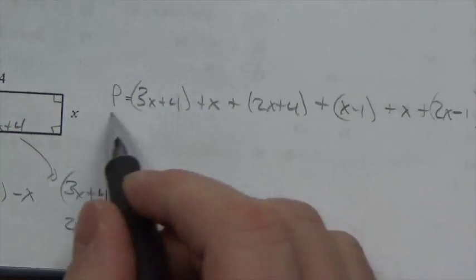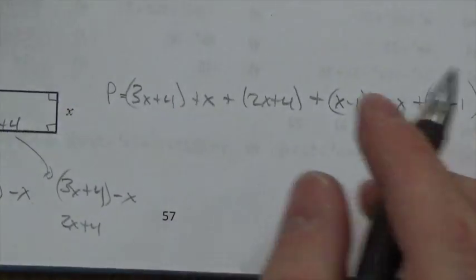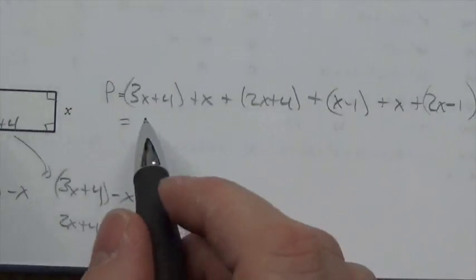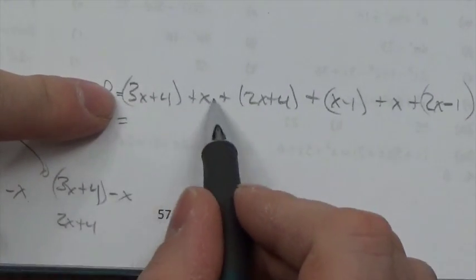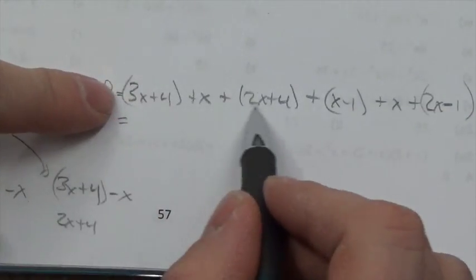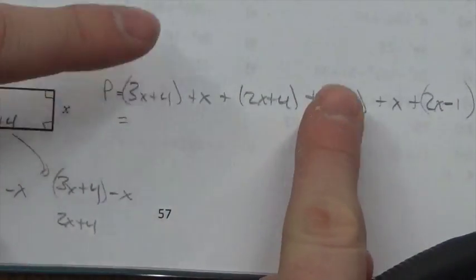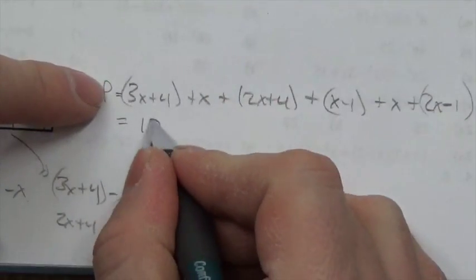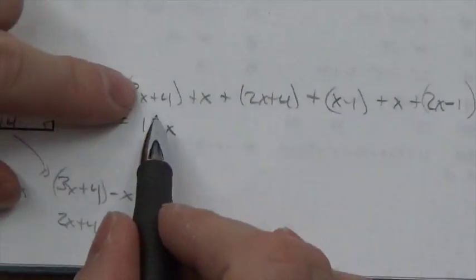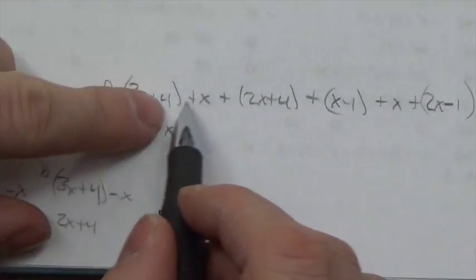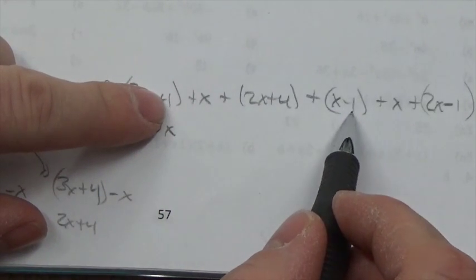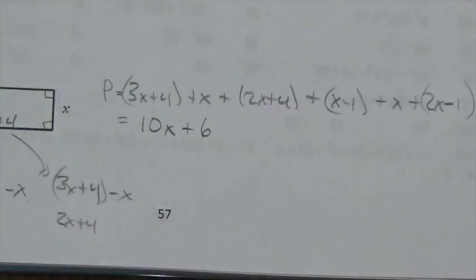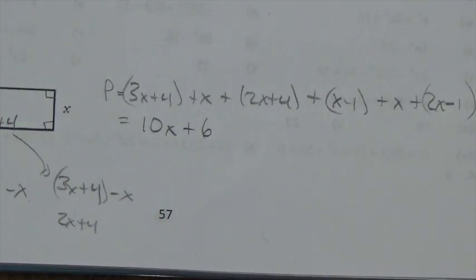But what I've done here is I've simply added the length of every side. Now, I'm going to drop the parentheses, but I'm going to do this pretty quick because I'm going to lose space here in a second. So I've got 3 x's here, 1 x there. That's 4 x's plus another 2, that's 6 x's, plus another one, 7x, plus x is 8x, plus 2x is 10x total. Now I'm going to look at my constants from every term here. I've got 4 plus 4 is 8. Minus 1 is 7, minus 1 is 6. So my perimeter will be 10x plus 6.